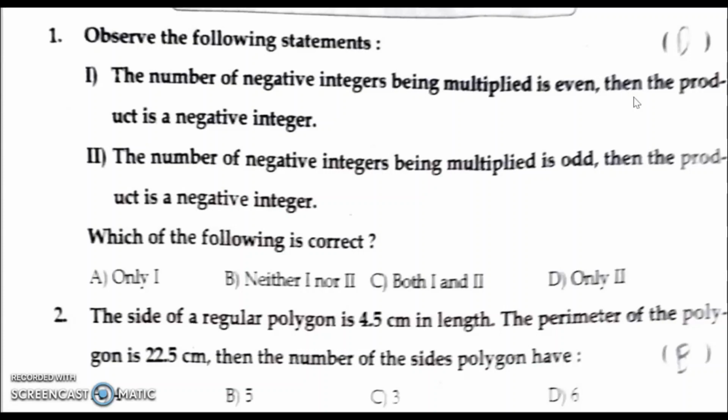So first, if the number of negative integers being multiplied is even, then the product is a negative integer. If the number of negative integers being multiplied is odd, then the product is a negative integer. Which of the following is actually correct? Here, the only correct statement is the second.